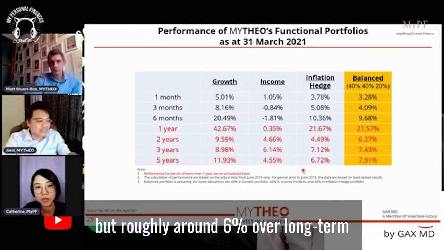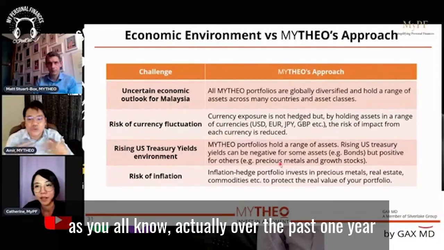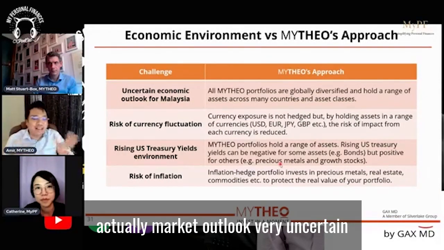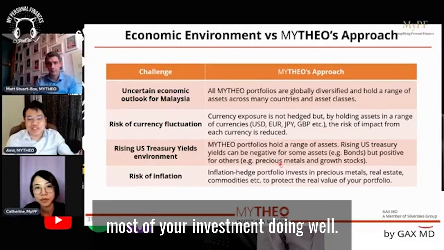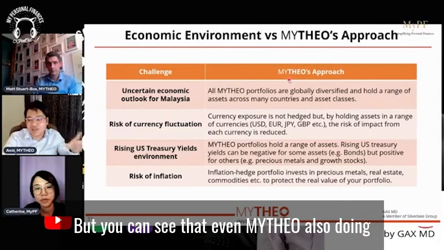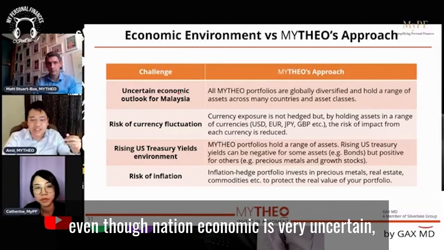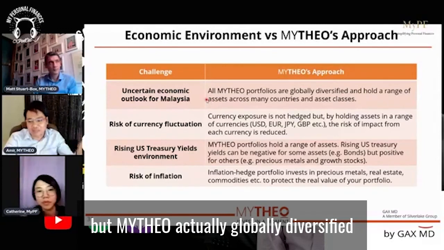Similarly, inflation hedge roughly around 6% over the long term. Market outlook. As you all know, over the past one year the market outlook has been very uncertain, but most of your investments are doing well. You can see that even MyTheo is also doing well. Why? Even though the national economy is very uncertain, the MyTheo portfolio is globally diversified.